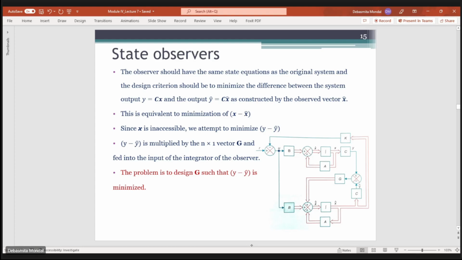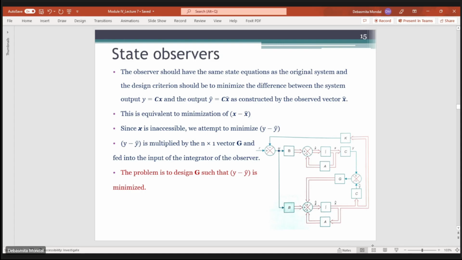While implementing this state observer, we multiply this y minus y hat vector with an n cross 1 vector G. G is basically the property of the state observer that we are designing, and we feed it into the integrator of the observer. The main design problem is that we have to design the gain matrix G in such a way that y minus y hat is minimized.